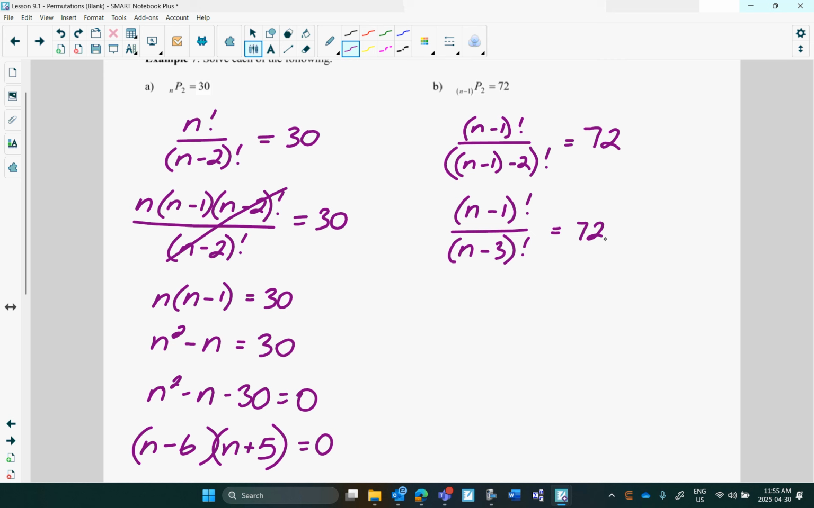Now I got to cancel out the factorials because I can't use them in my equation. So I need to start taking one of those, writing it down until I can cancel it with the other one. Take this one and start writing it down. So n minus 1 times 1 less, n minus 2 times 1 less, n minus 3. Stop there because it matches with the denominator n minus 3, which means those can go.